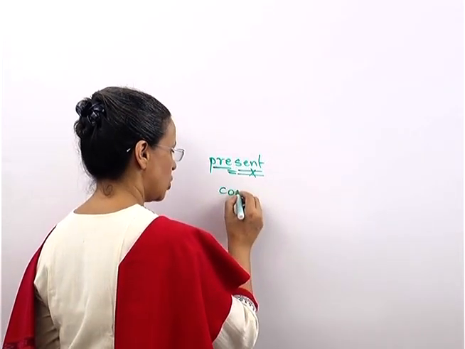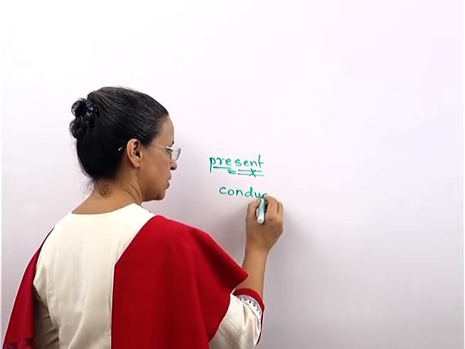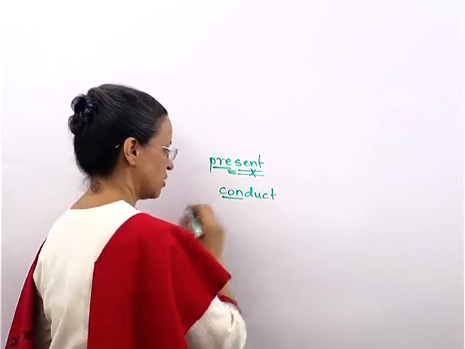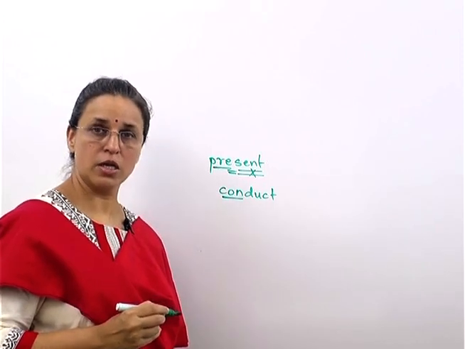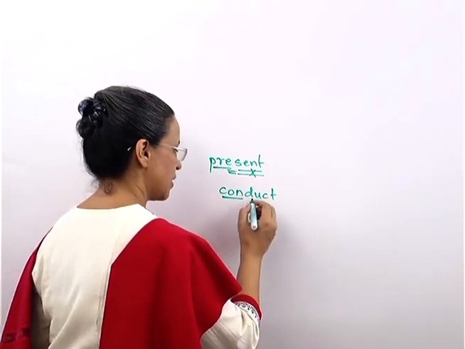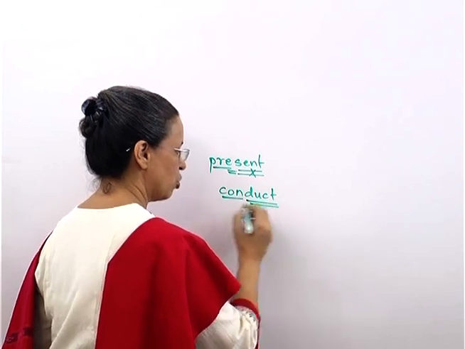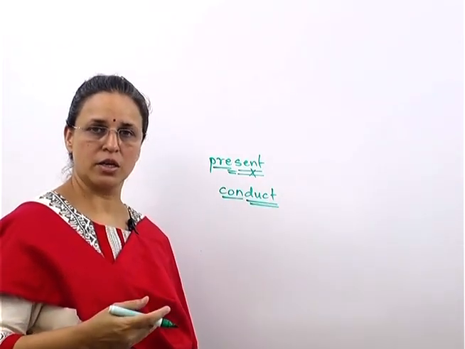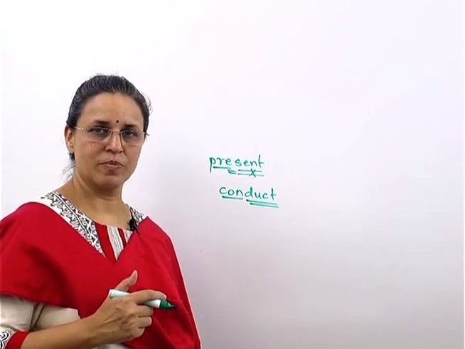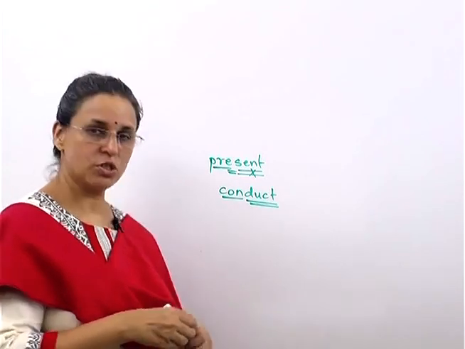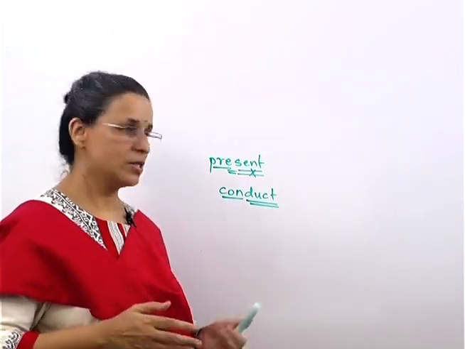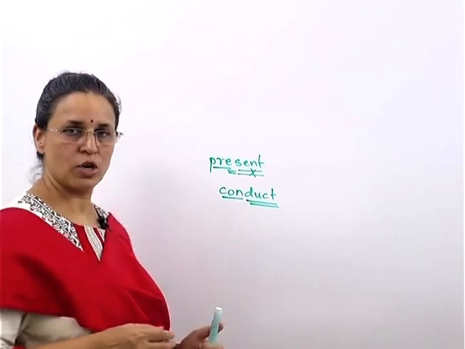When we write C-O-N-D-U-C-T, if I say conduct, it will mean behavior. It is a noun. But if I say conduct and I give more stress on duct, then I conduct a meeting. So then the meaning changes. So some words you can put stress only in a particular place because that is how it is pronounced. But sometimes when you change the stress, the meaning will change.